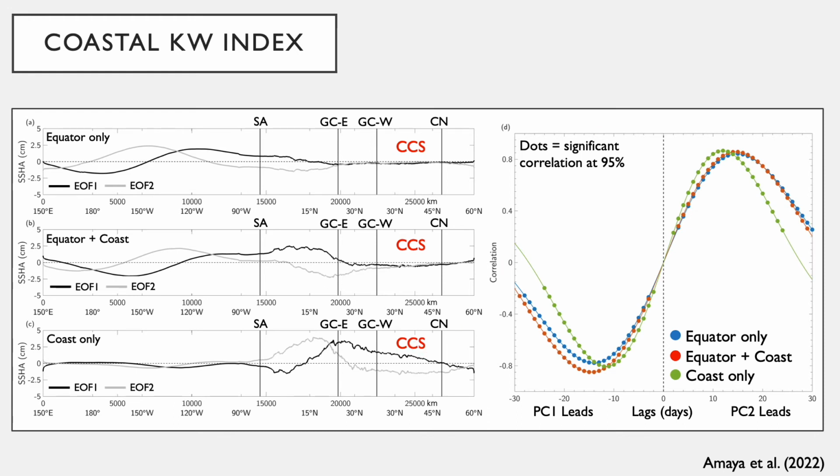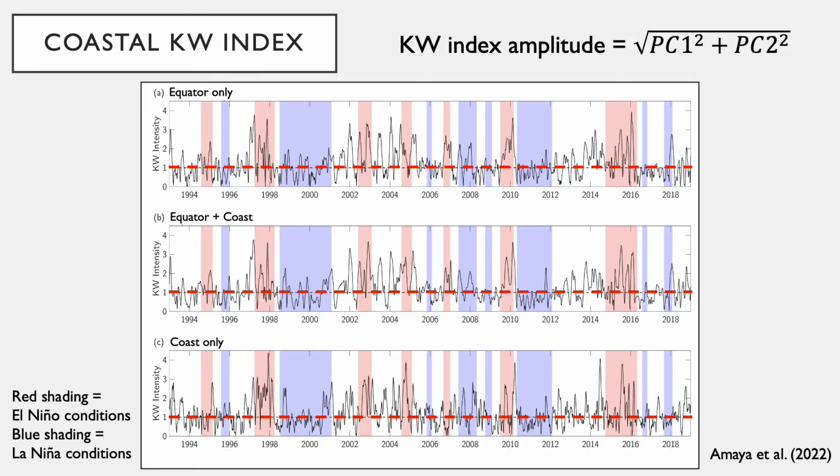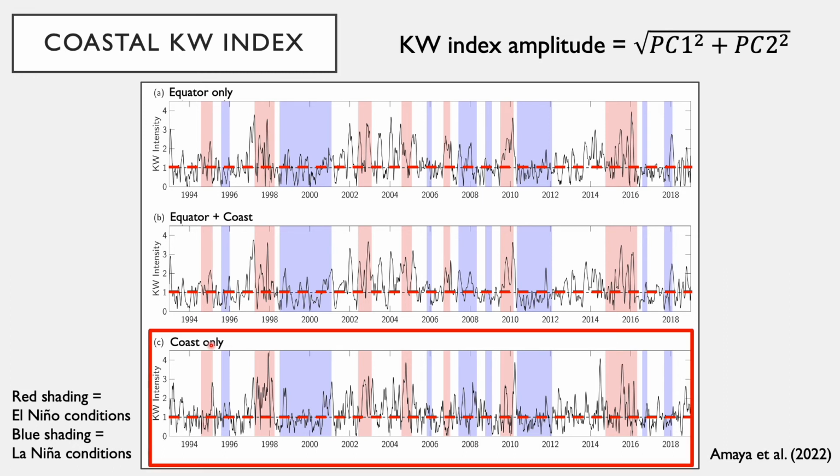the California current system. In taking the amplitude of each pair of PCs, we're able to create an index that represents the strength or intensity of Kelvin wave activity in each of the domains. But given how strongly the sea surface height anomalies projected up the coastline in the coast-only domain, particularly within the California current system, we're going to be using this index as a means to stratify our dynamical forecasts into forecasts that were initialized with and without strong Kelvin wave activity.